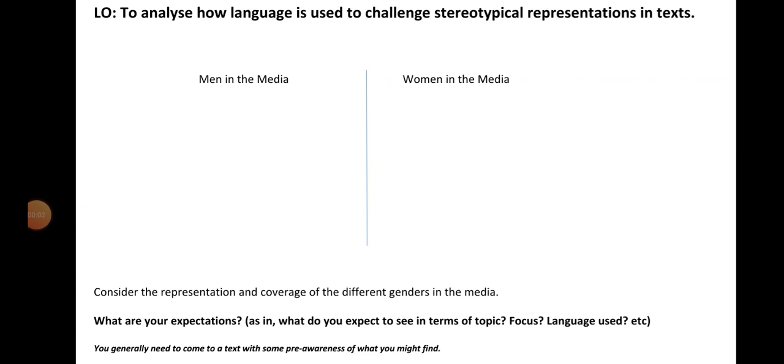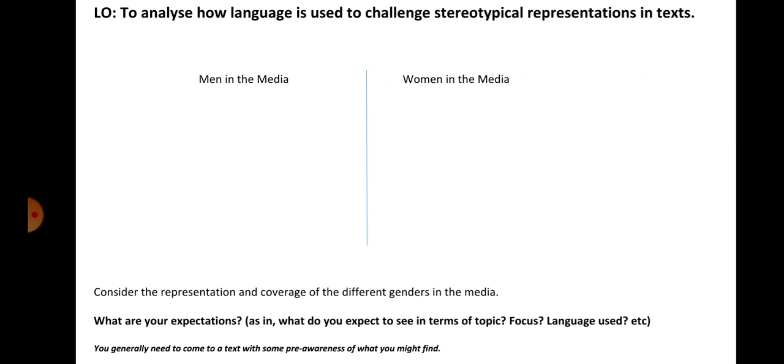Hello, and welcome to Lesson 5 of the Language and the Media Scheme of Work. This is looking at how language is used to challenge stereotypical representations in texts. We looked at something similar in language and gender, but it's always worth having another look at how it's done. Just first task says here, men in the media, women in the media.